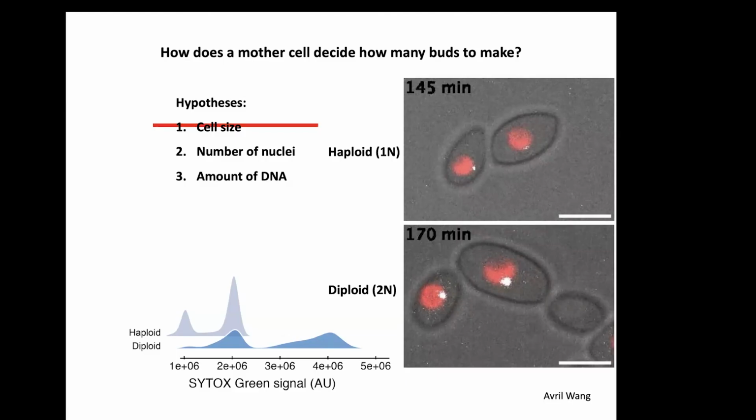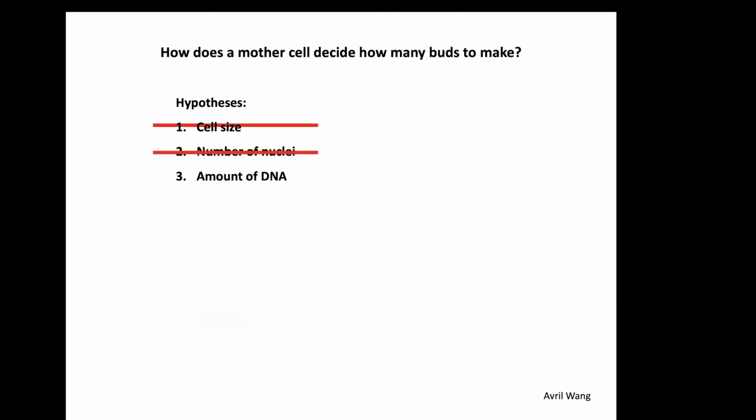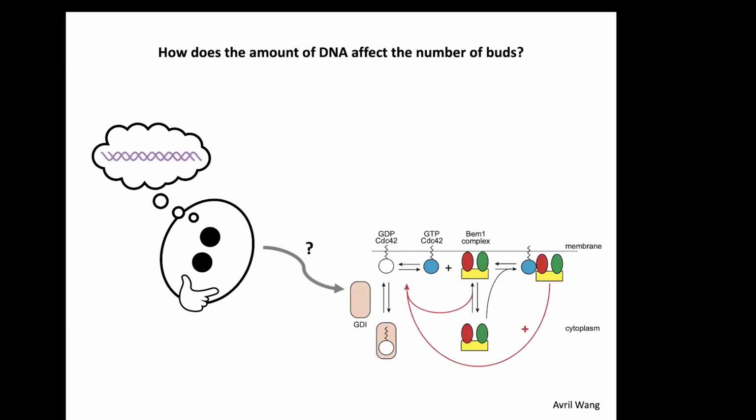Okay, so we don't think it's the number of nuclei. We think it's the amount of DNA, which is the hardest and least attractive of the 3 hypotheses that we started with. So how does the amount of DNA affect the number of buds? This is our theory. The amount of DNA somehow gets translated into maybe a different level of some transcript. And that transcript maybe is a regulator that changes something about the polarity circuit so that you get a different number of buds. This is total hand waving, of course.